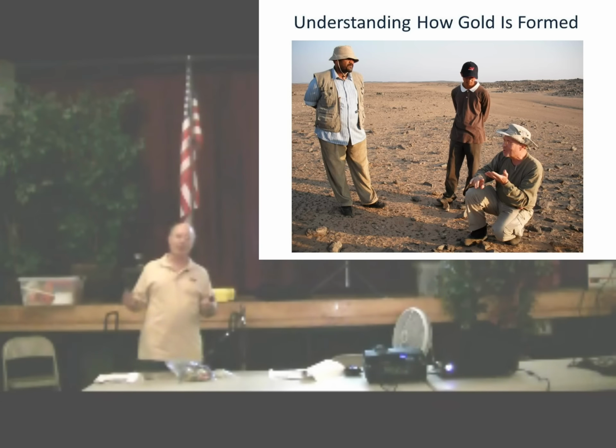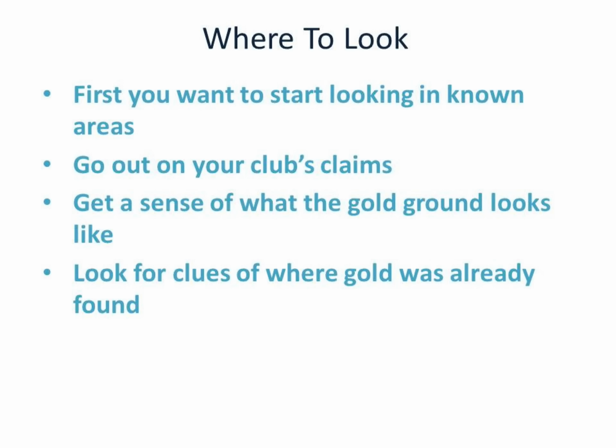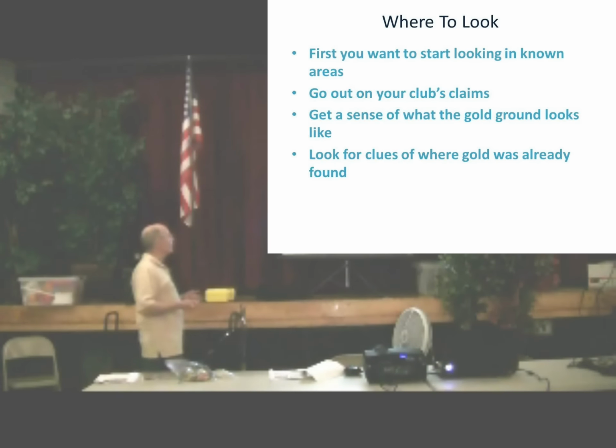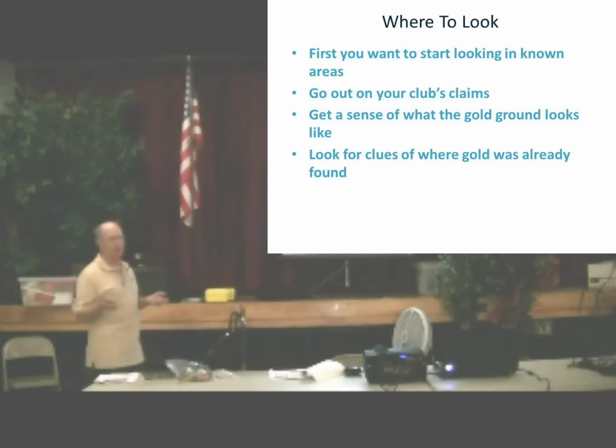You have to learn to be able to read that, because when you get into contact zones, you'll get into gold. First, you want to start looking in known areas, like we said. You go out on your club's claims. You get a sense of what the gold ground looks like, and you look for clues of where gold was already found. That's important because you learn from other people finding the gold.